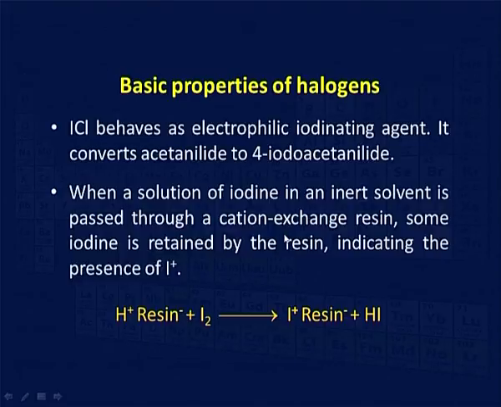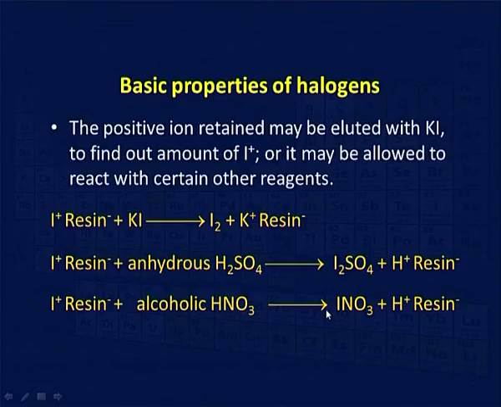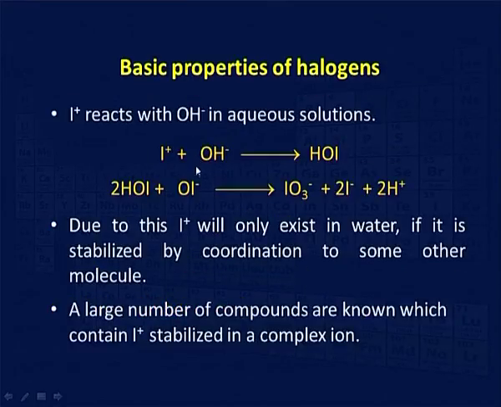When a solution of iodine in an inert solvent is passed through a cation exchange resin, some iodine is retained by the resin, indicating the presence of iodine cation. This is the way iodine gets retained by the resin. The positive ion retained may be eluted with potassium iodide to find out the amount of iodine cation, or it may be allowed to react with certain other reagents. The iodine cation is released or eluted with potassium iodide, or with anhydrous sulfuric acid, and also it can be done with alcoholic nitric acid. Iodine cation reacts with hydroxide ion in aqueous solution like this.